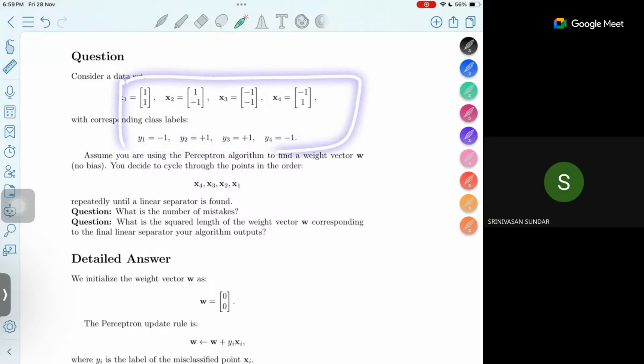So we were given 4 points. Assume that you are using perceptron to find a weight vector W with no bias. Okay, so they've clearly stated that it's no bias. Even if it was not given, we would assume that there is no bias unless explicitly given.